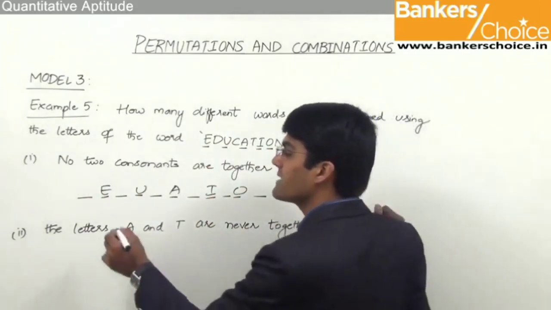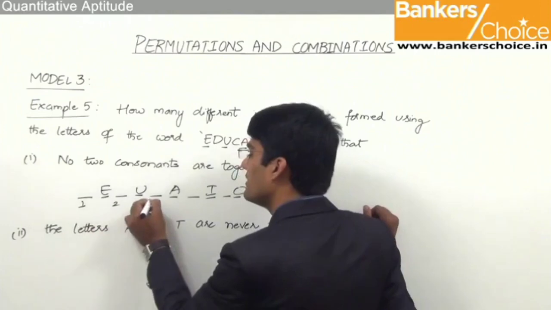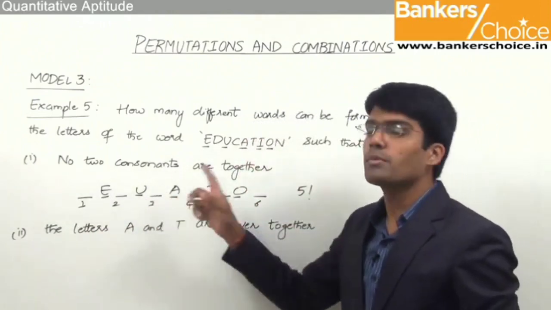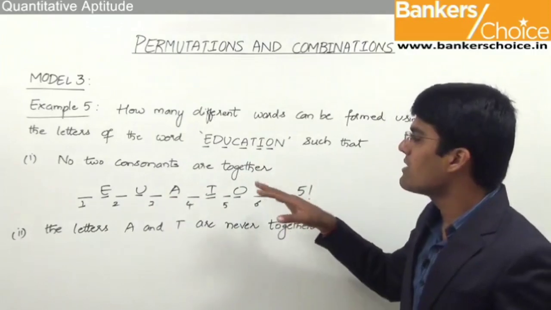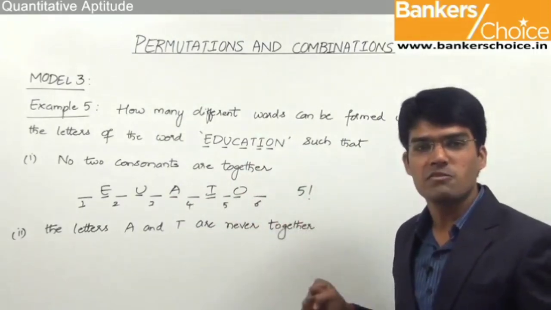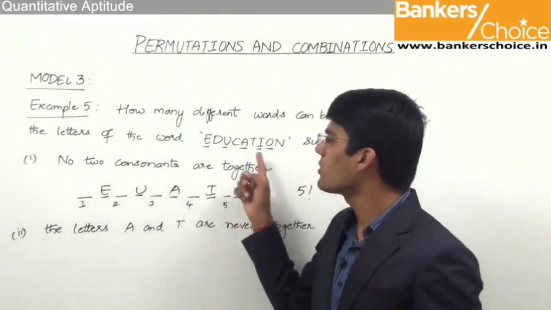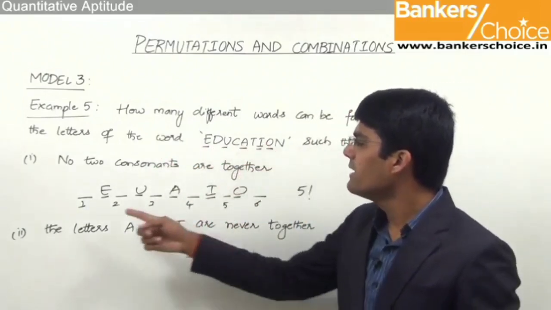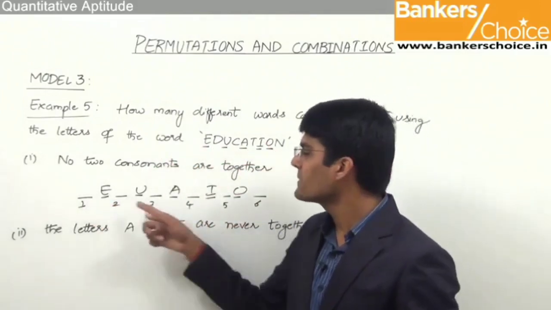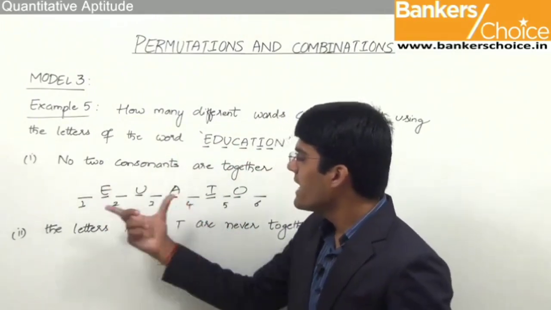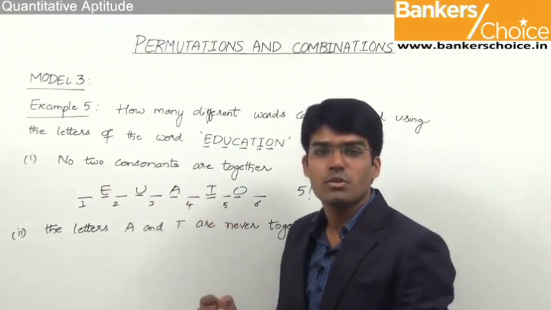That means we see that there are 6 positions: 1, 2, 3, 4, 5 and 6. So if we put the consonants in any of these 6 positions, we find at least one vowel coming in between them. Let's say we have placed the 4 consonants D, C, T and N in the first 4 positions. So if we consider the first 4 positions, we see that E, U and A have come between the consonants. So they are not together.